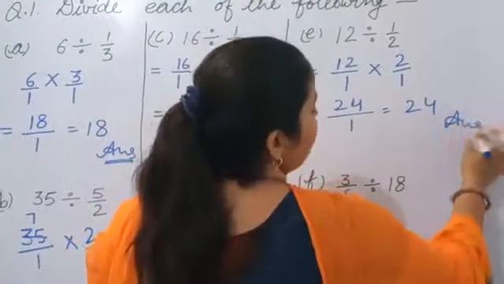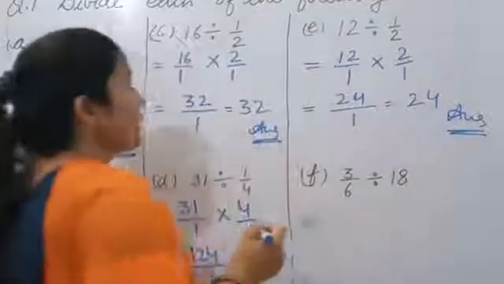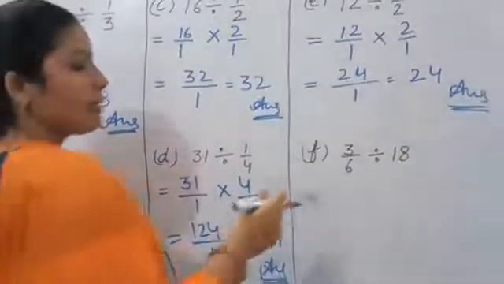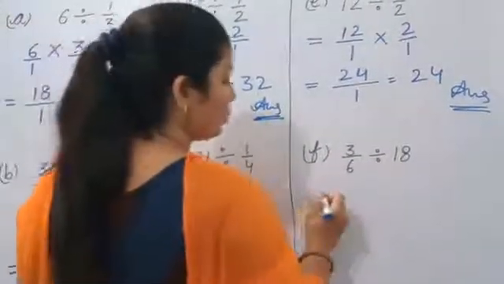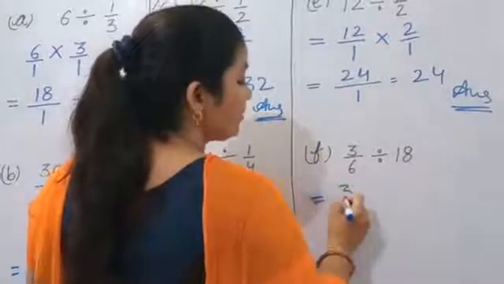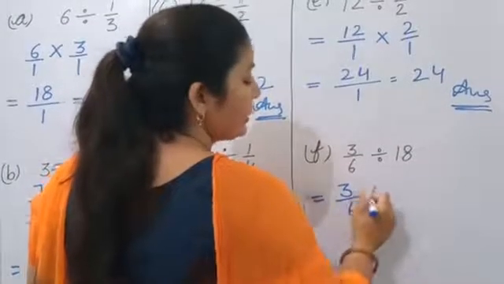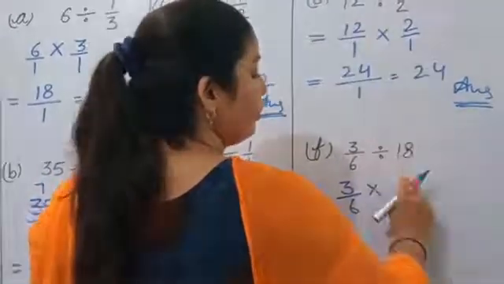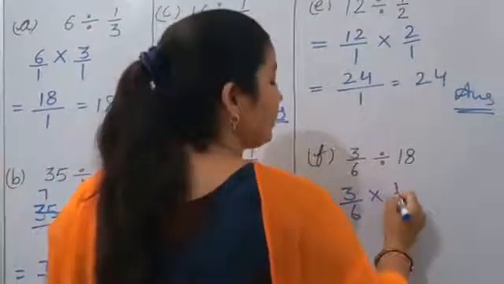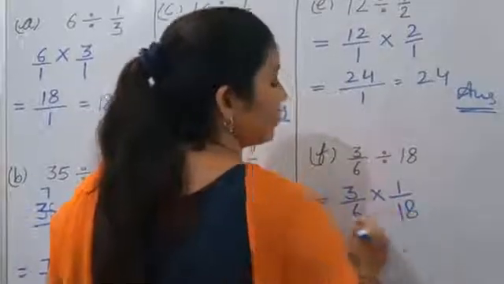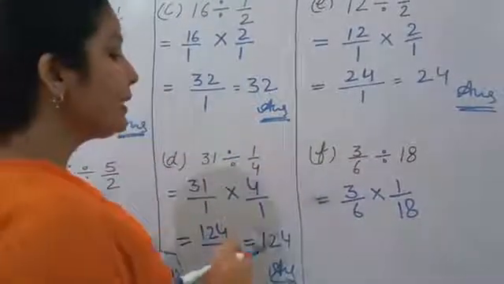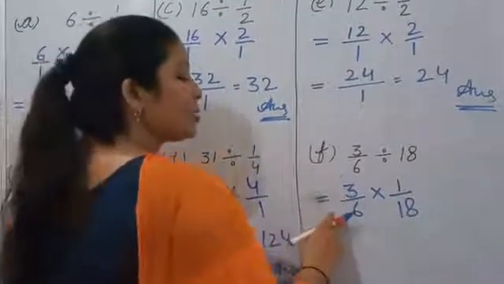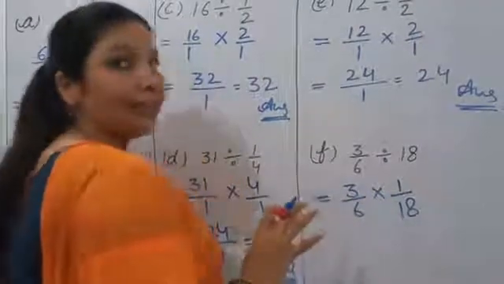That's your answer. Now next, 3 upon 6 divided by 18. So now 3 upon 6 will remain the same. Divide will change into multiply. Now 18 is there. So 18 means 18 upon 1. So its reciprocal is 1 upon 18. Okay. Now we will see that in the 3 table we have 6 also, 18 also. So by any one we can cancel.